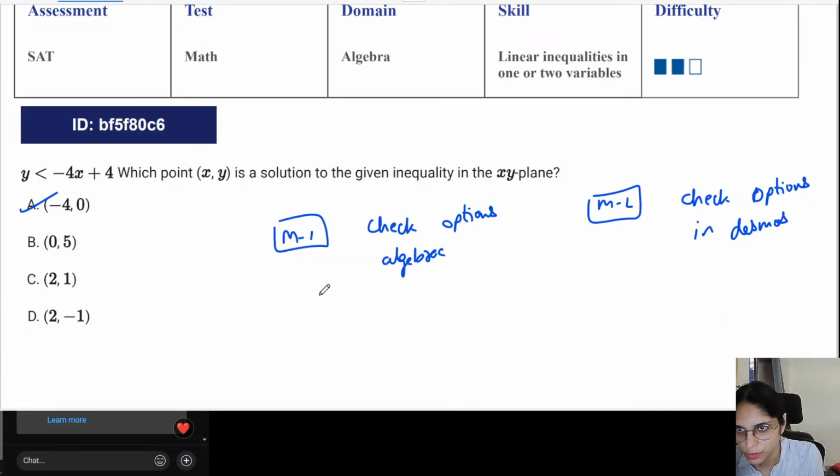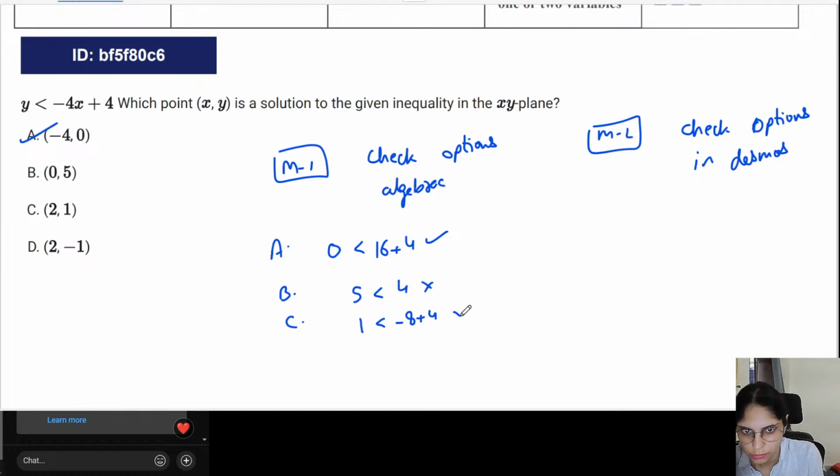And if you were checking over here, 0 less than 16 plus 4. 5 less than 4. No. 1 less than negative 8 plus 4. No. Negative 1 less than negative 8 plus 4. That's negative 8. No. So both the methods are fine.